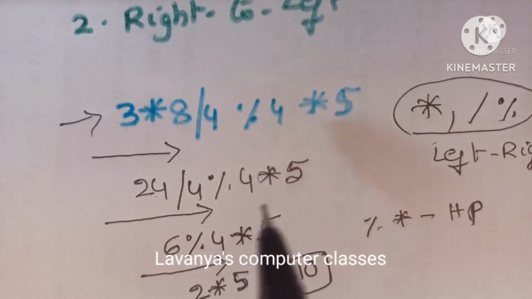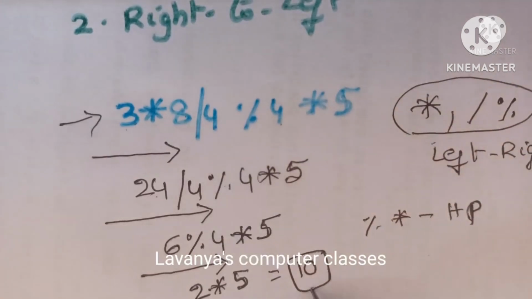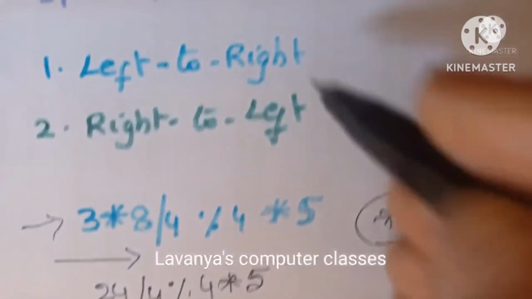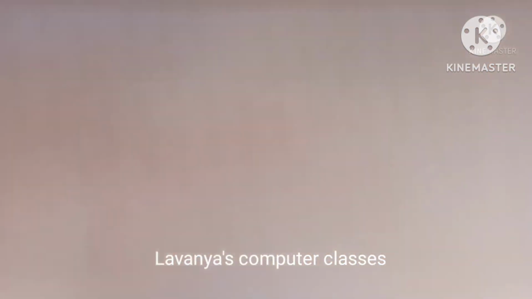So this is explained by the concept of left to right associativity. What does associativity mean? If any expression contains operators of the same level, which operator is evaluated first is explained by associativity. Left to right is finished. Now we'll go for one more example for right to left.